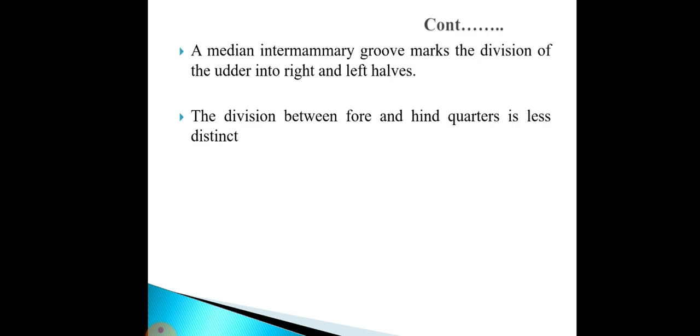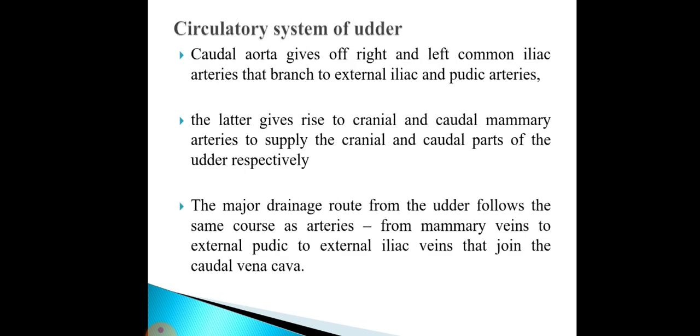A median intermammary groove marks the division of the udder into right and left halves. The division between fore and hind quarters is less distinct. Then in short we will see the circulatory system of the udder. In this circulatory system, the caudal aorta gives off right and left common iliac arteries that branch to external iliac and pudic arteries. The latter gives rise to cranial and caudal mammary arteries to supply the cranial and caudal part of the udder respectively.